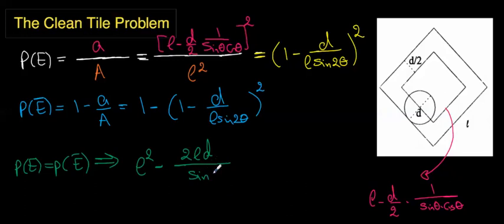Sine of theta, cosine of theta. We can write instead 1 over sine of 2 theta and 4 here, plus d over 2 times 1 over sine squared of theta cosine squared of theta, which is equal to theta.